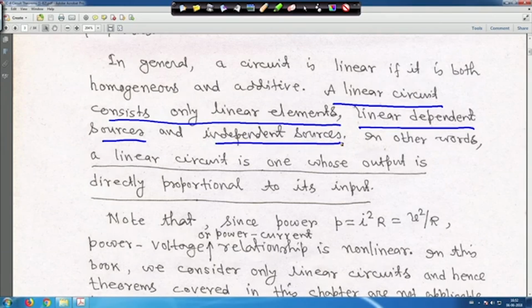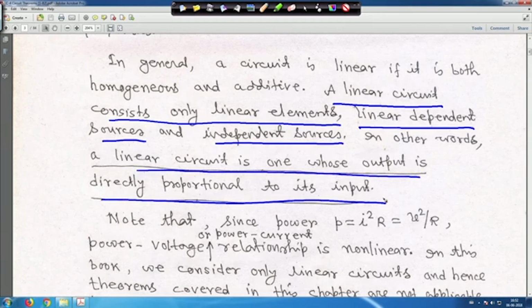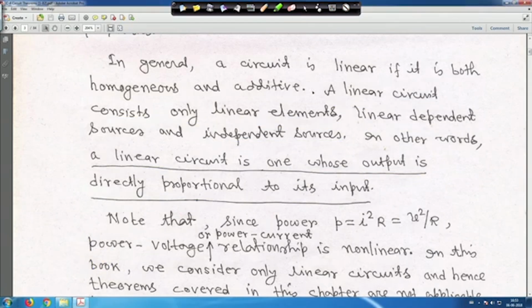A linear circuit is one whose output is directly proportional to its input, right. If the output is directly proportional to its input, then the circuit is called a linear circuit. But note that power P is equal to I square R is equal to V square upon R, which is non-linear. So the power voltage relationship is non-linear. In this chapter we consider only linear circuits, and theorems covered in this chapter are not applicable to non-linear circuits.